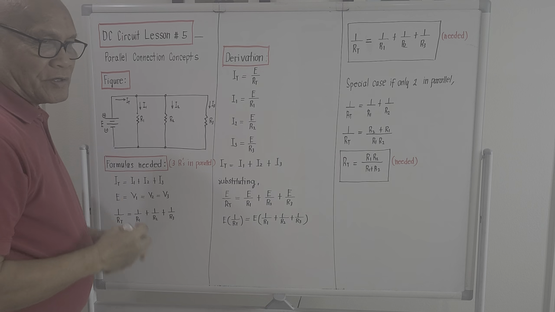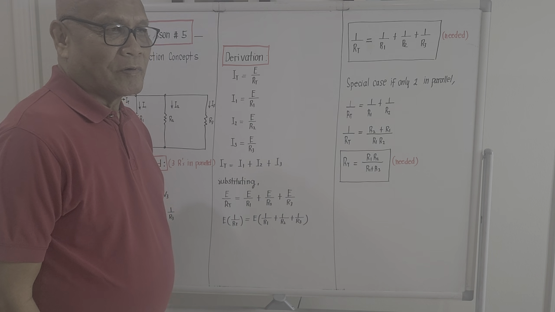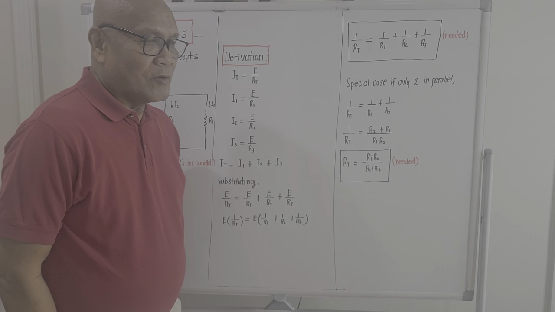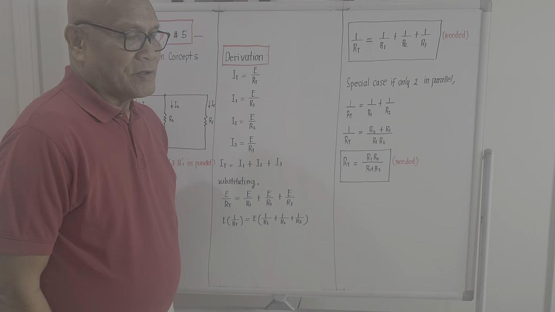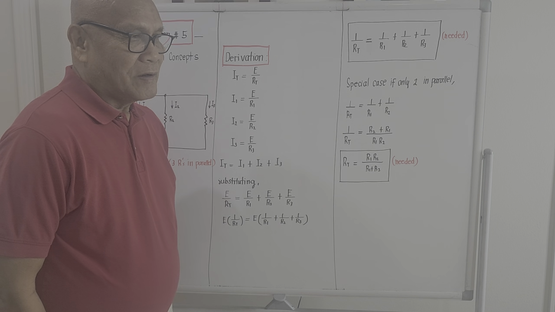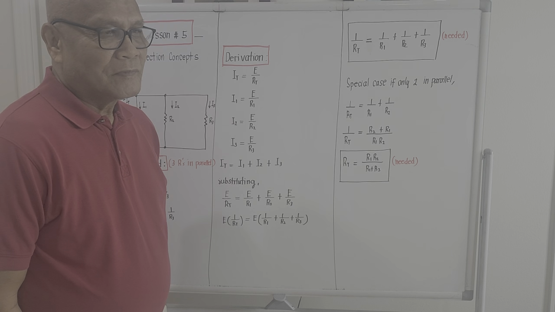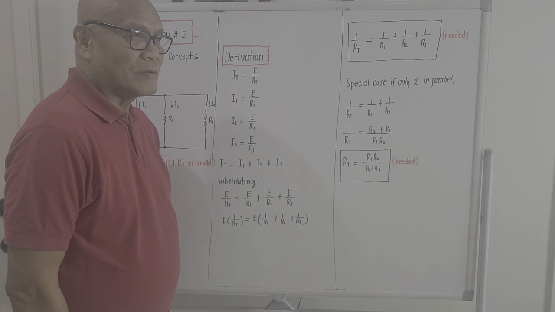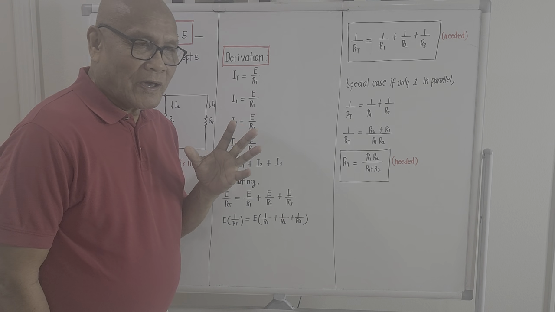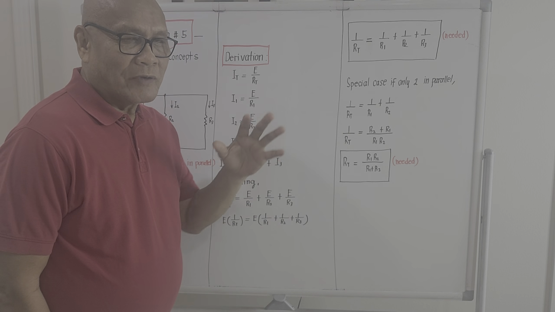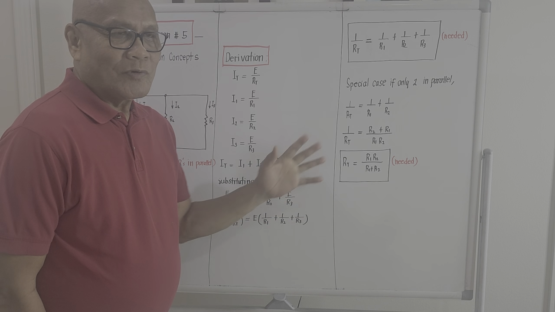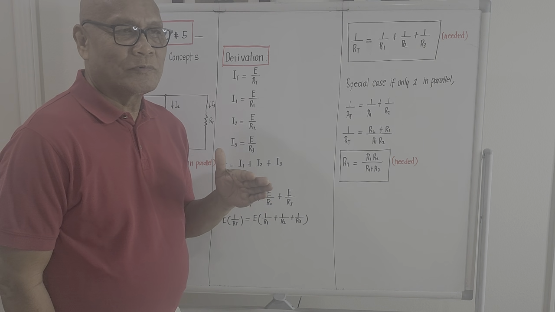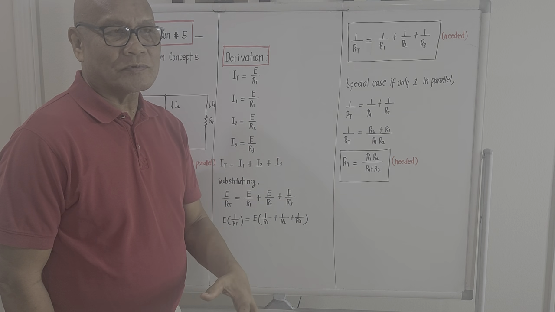We are now through with the series connection concepts. I have discussed already the marking of a series connection. I've given you the formulas needed. How come the connection is a series connection? I give you formulas, I give you the derivation, I give you example problems. So under the series connection concepts, I think we have already finished.